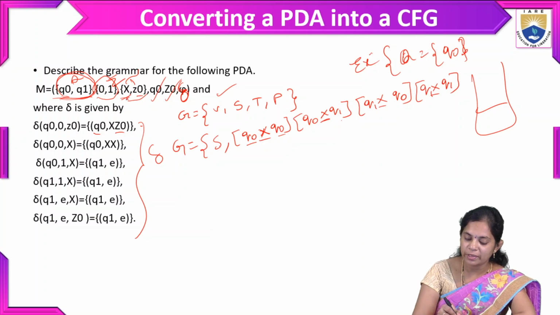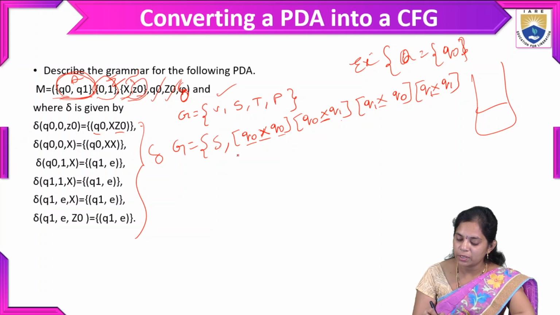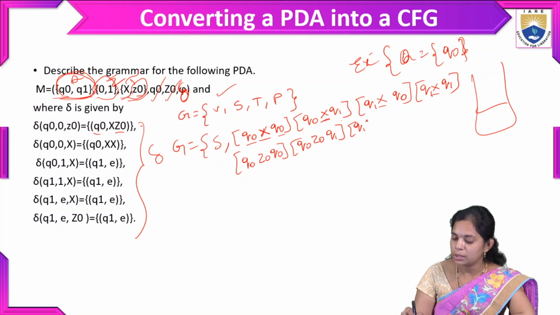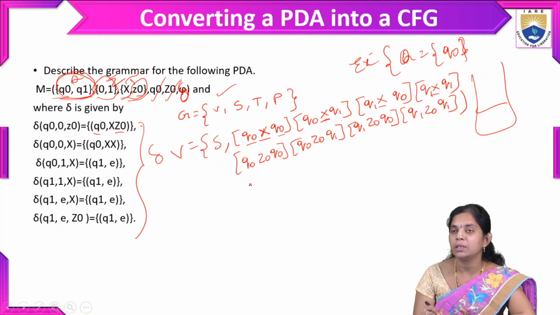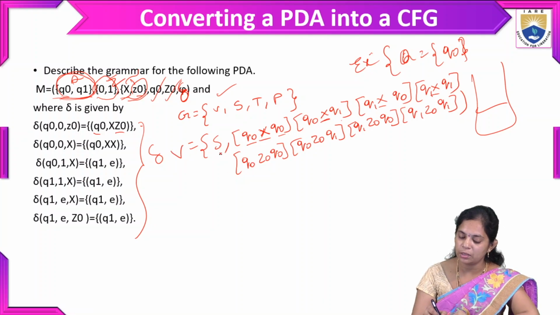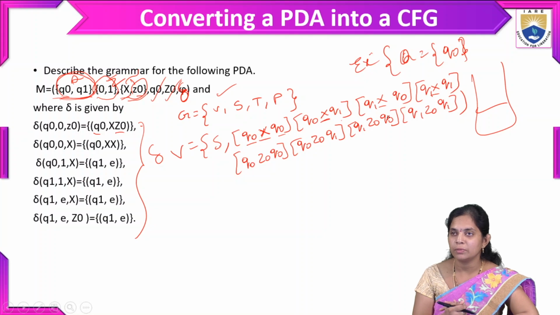And one more value is there, we have the Z naught. So for Z naught also we need to write like this. So here Q naught, Z naught, Q naught, and Q naught, Z naught, Q1, and Q1, Z naught, Q naught, and Q1, Z naught, Q1. So this is the value of V. Here V is nothing but the non-terminals. So these are all the non-terminals, the combinations of values we need to write.